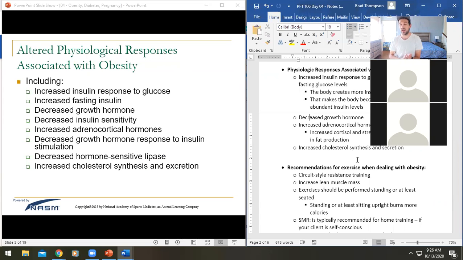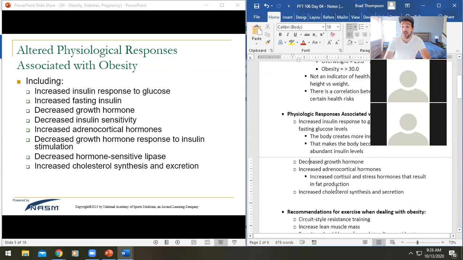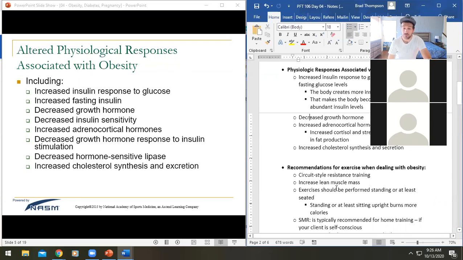And this is why you will see sometimes with diabetics, and we're going to talk about this when we get down here to diabetics, one of the most important things that we can do for clients who are diabetic is ensure that they have proper footwear. That sounds super weird. It's like, why would a trainer be in charge of making sure their client's wearing the right type of shoes?